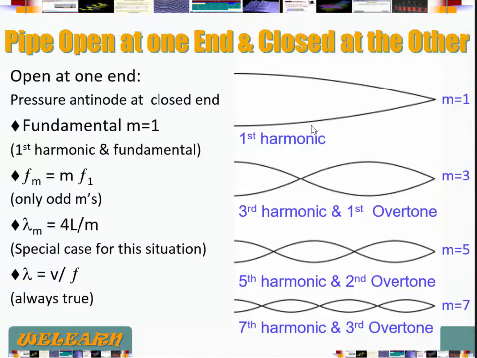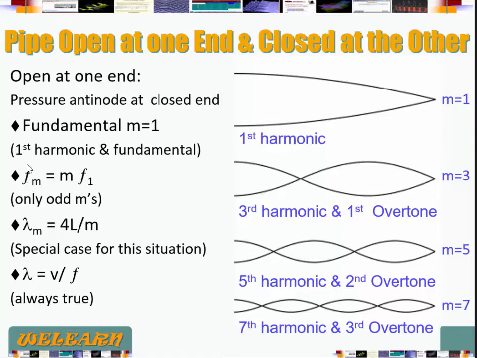Okay. So essentially, very much like when we have a string that's tied in one end and free in the other end. Again, we have pressure antinode at the closed end. So this is the closed end, and here this is the open end. If this represents pressure, first harmonic, and then we don't have a second harmonic, we have only odd harmonics. So this is our first overtone.